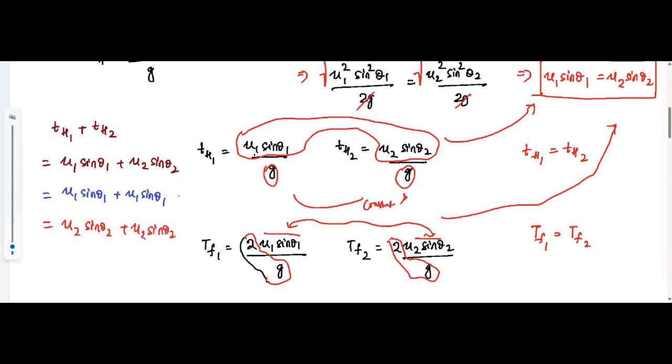So in this case it will be equal to 2u1 sine theta 1, and in this case it will be equal to 2u2 sine theta 2. In both cases it does not make any difference because they are both the same, which we have proved here. The time of flight of both the projectiles is the same. So it is equal to their individual time of flight.